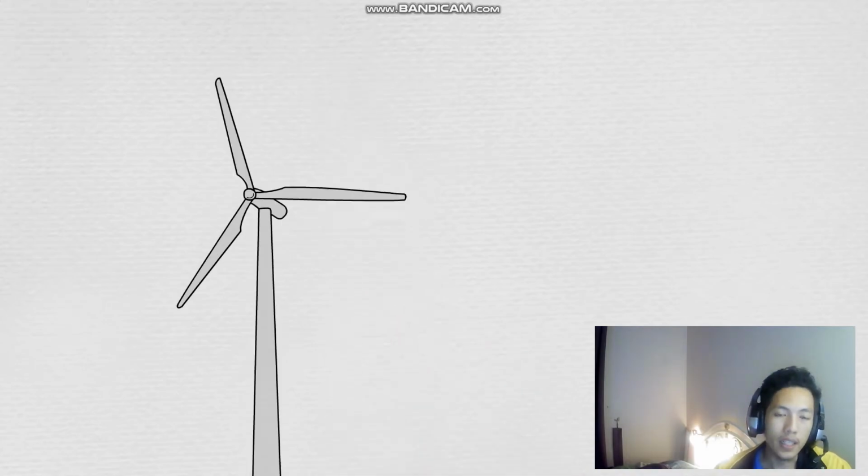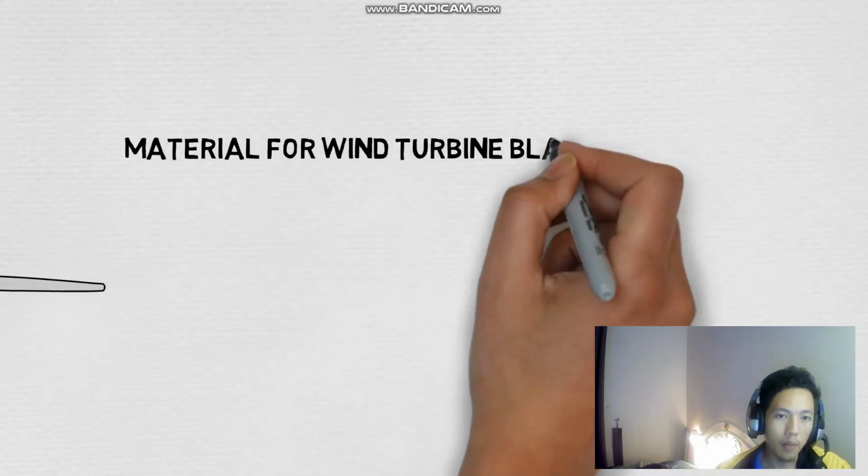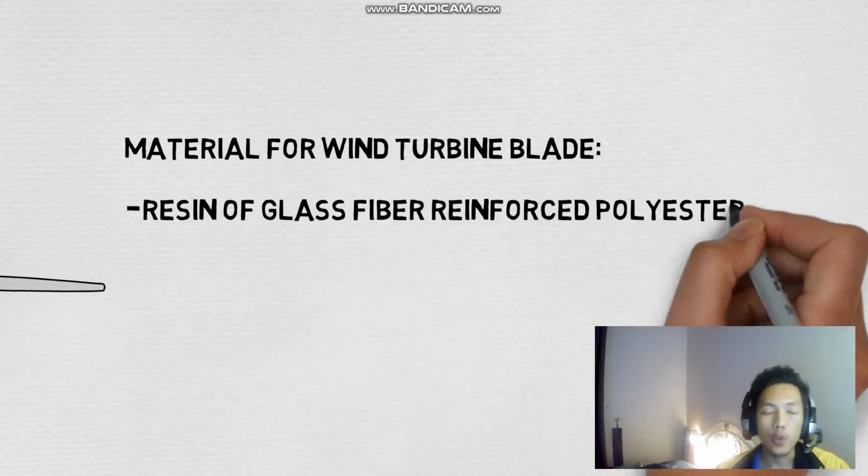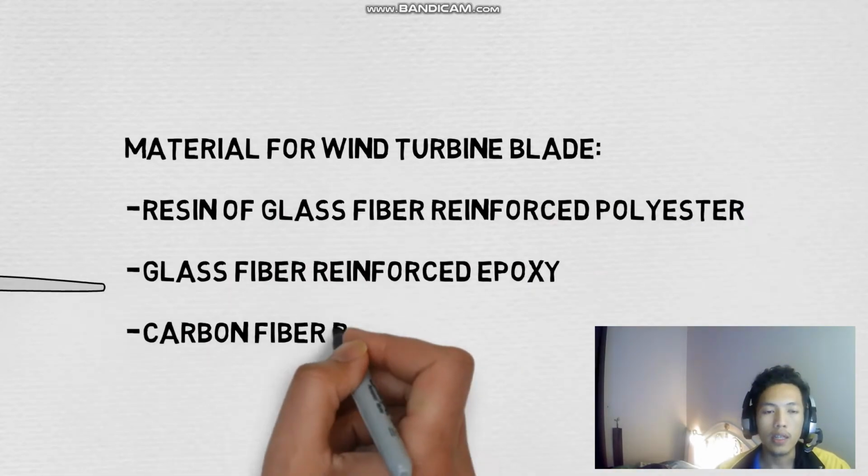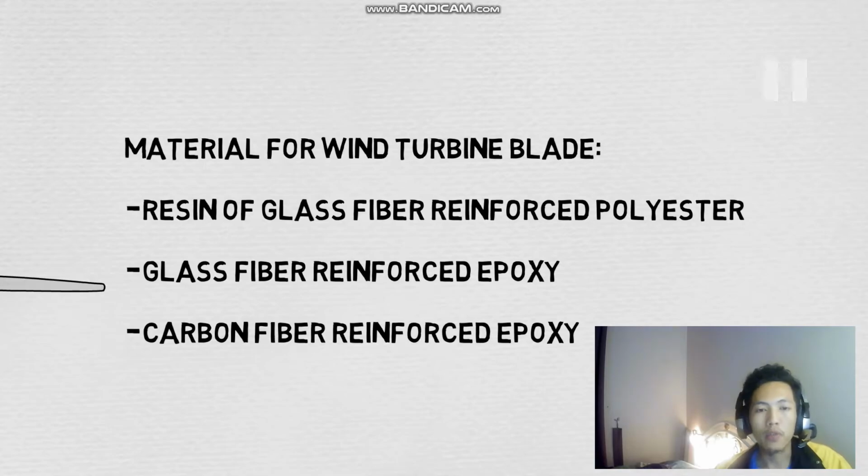Okay, the wind blade. What materials are used for the wind turbine blade? I pause the video for a second. The material for the wind turbine blade is resin, glass fiber and reinforced polyester. Sometimes the wind turbine blade uses glass fiber reinforced with epoxy, and sometimes we also use carbon fiber reinforced with epoxy.